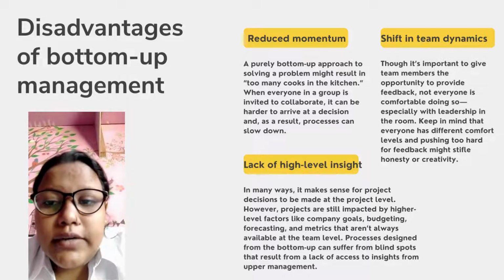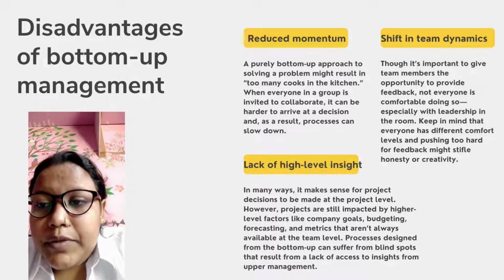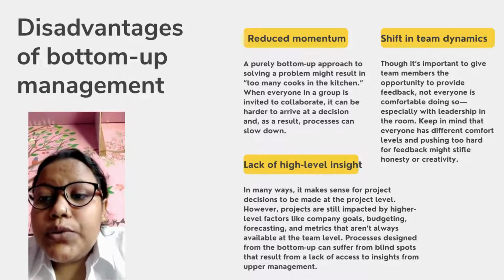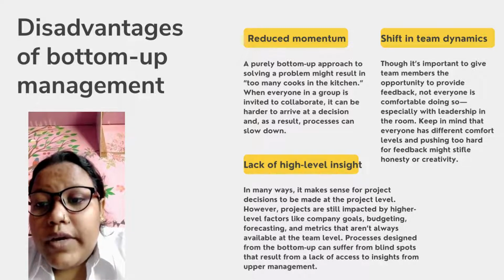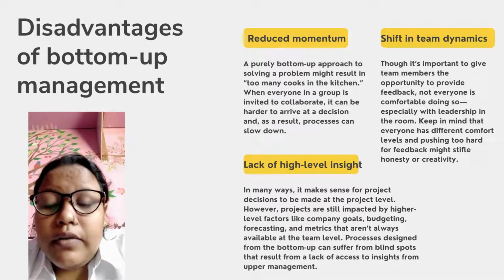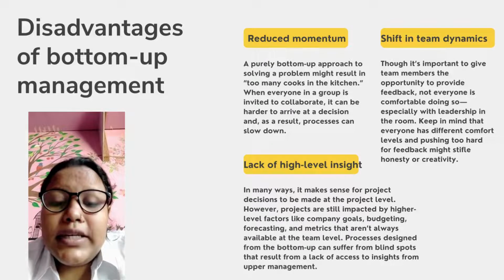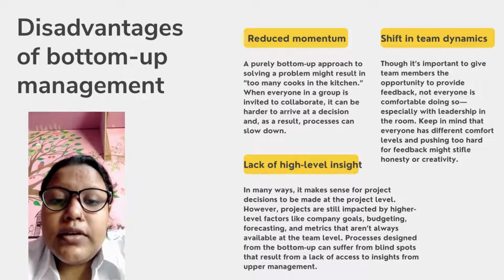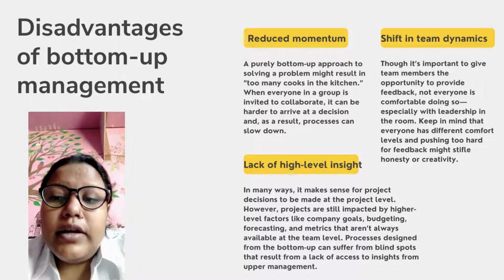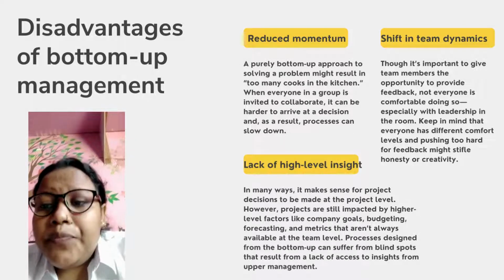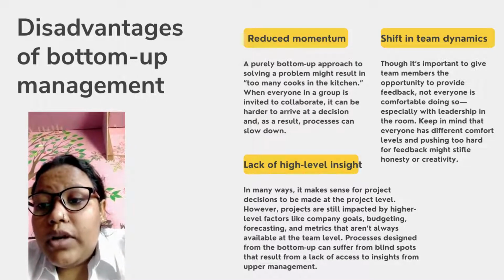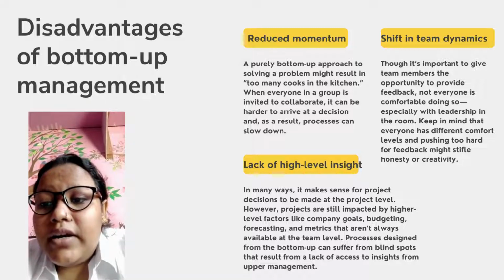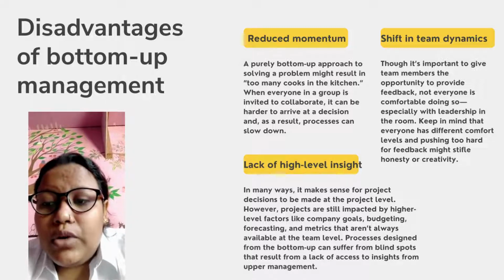Next, what are the disadvantages of bottom up management? So let's see the disadvantages. First is reduced momentum. A purely bottom up approach to solving a problem might result in too many cooks in the kitchen. It is said that when too many cooks are in the kitchen, the dish they make is spoiled. In this way, when everyone in a group is invited to collaborate, it can be harder to arrive at a decision. As a result, the process can slow down.